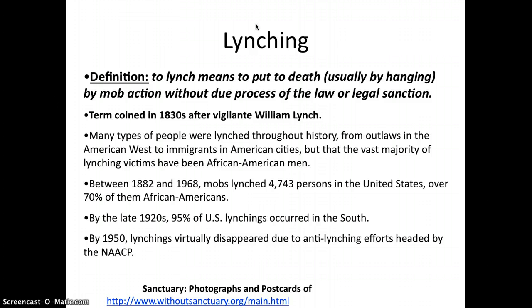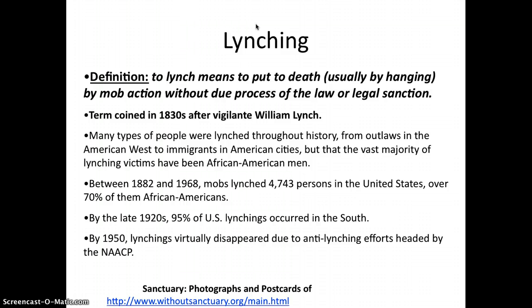Many types of people were lynched throughout history, from outlaws in the American West to immigrants in the American cities. But it wasn't until the vast majority of lynching victims became known as African American men that this common term became known. Between 1882 and 1968, the peak of segregation, mobs lynched 4,743 people. That's known in the United States. Over 70% of them were African American.